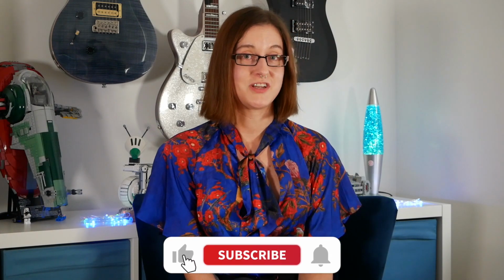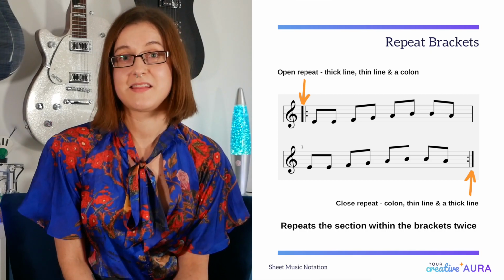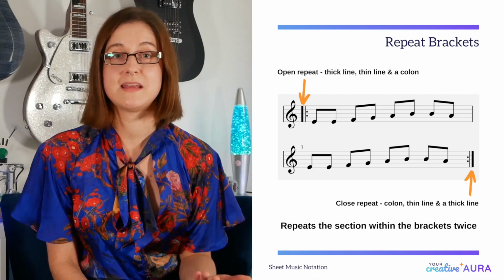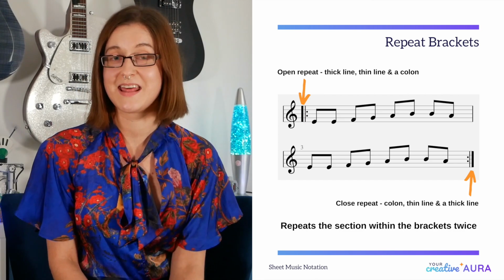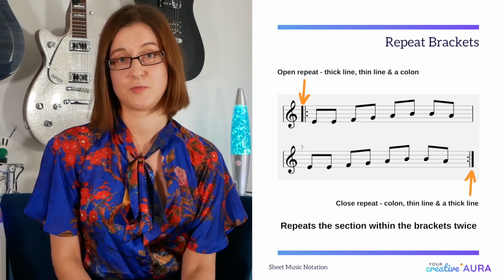With how modern music is structured today in terms of repetition, such as verse, chorus, you'll find the repeat sign incredibly useful. Rather than transcribe the entire section all over again, wasting time and paper, you'll add a start and end repeat sign. The open repeat is a thick then thin line followed by a colon, and a closed repeat is a colon followed by a thin then thick line. These are super easy to spot.